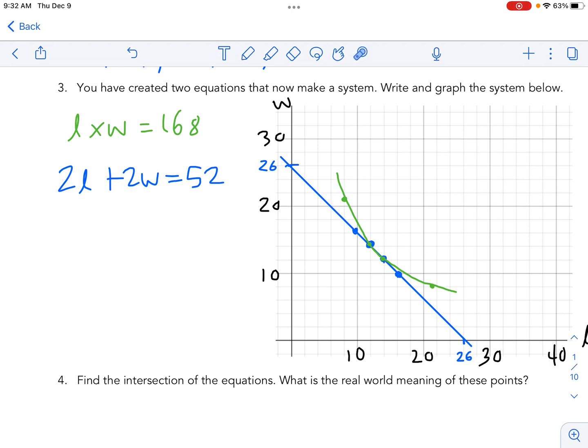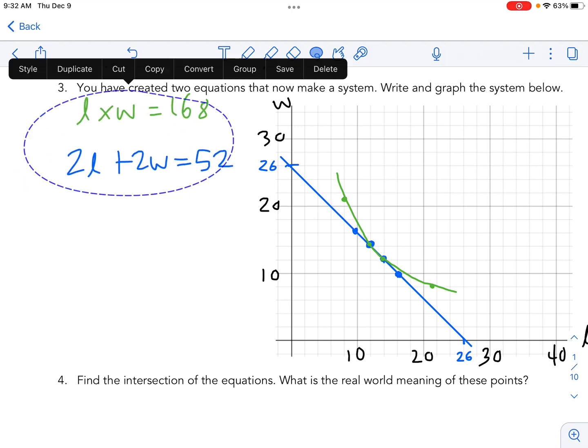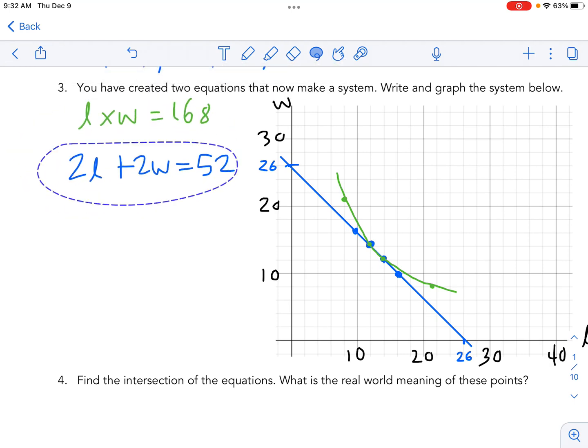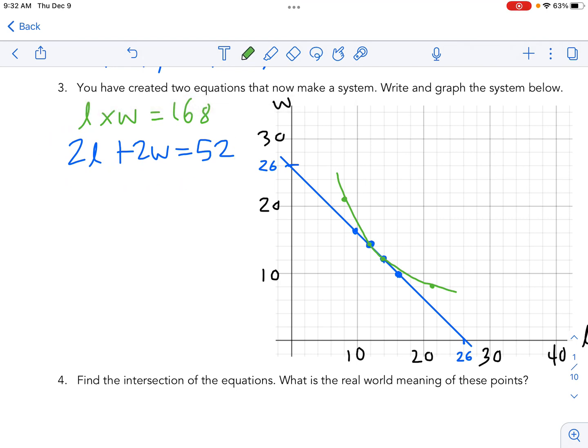So in this case, substitution would be the best. And the easiest thing to do is take that top equation and solve that for either L or W. So I am going to solve that for W equals. I'm going to take L times W equals 168, and I'm going to divide by L. And so I'm going to get W equals 168 divided by L. And I'm going to put that in right there.